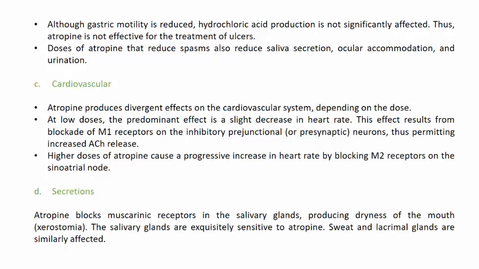So atropine blocks muscarinic receptors in the salivary glands producing dryness of the mouth. And the salivary glands are exquisitely sensitive to atropine. Sweat and lacrimal glands are similarly affected. يعني أنه يعمل على blocks the muscarinic receptors اللي موجودة بالسالفاري جلاند ويؤدي إلى producing the dryness of the mouth من خلال decrease the secretion ويكون similar effect بالنسبة للسويت and lacrimal glands.